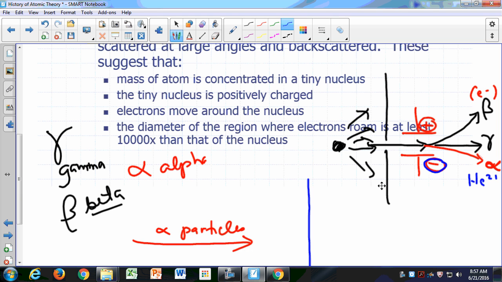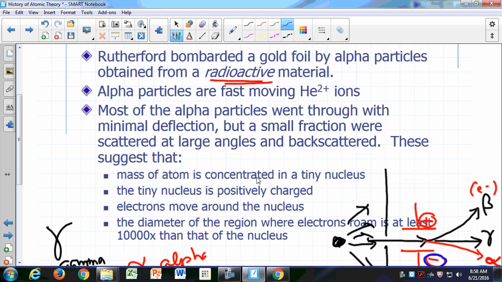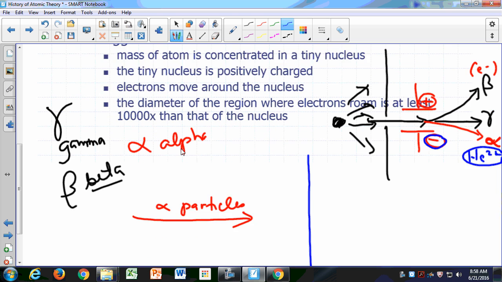And we now know that these are just helium ions with a positive 2 charge. So imagine each helium atom stripped of its electrons. That gives you an alpha particle. So alpha particles are fast-moving helium ions. Now, what were the results of Rutherford's experiment?